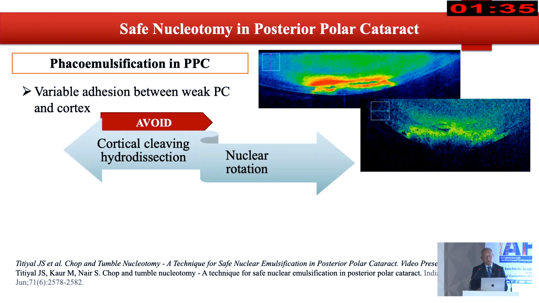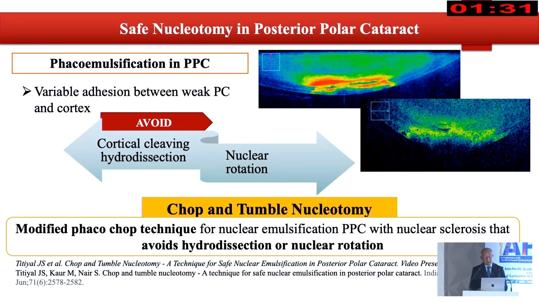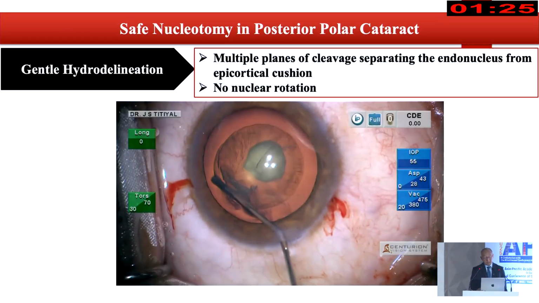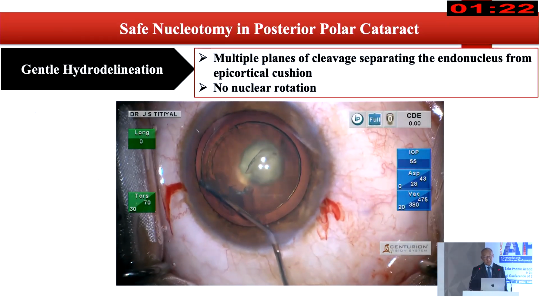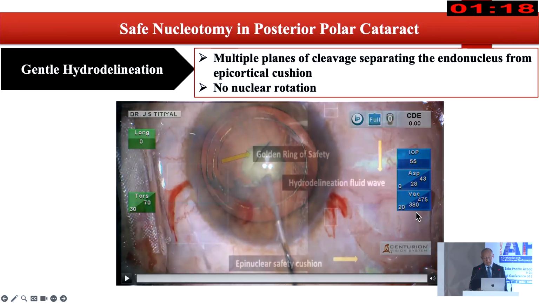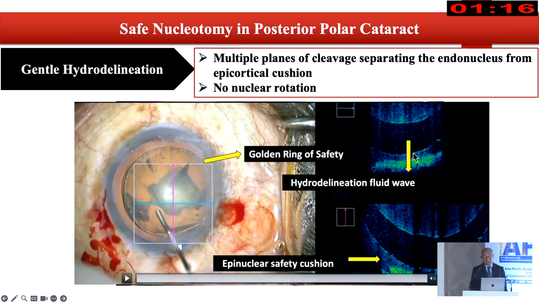So there, if you don't have to do a hydrodissection, don't have to rotate your nucleus, then this technique of ours, chop and table nucleotomy technique published in IGO, is a very, very effective way. This is a delineation we are doing now, which separates the nucleus core from the epicortical area. This is the core, this is the epinuclear cushion, and the entire surgery is related to this central core only, till you effectively eat this out.